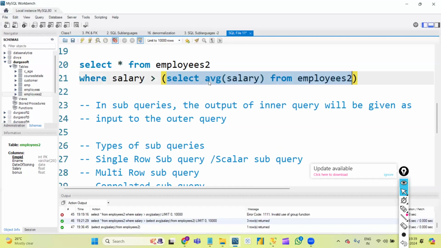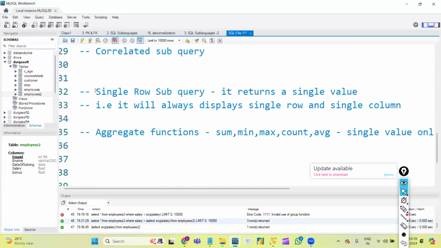Not only average, whenever we use any of the aggregate functions, maybe minimum, maximum, count, sum, everything, it will display single values only, right? So whenever we use aggregate functions in the subquery, this complete subquery will be considered a single row subquery. Okay, am I clear?